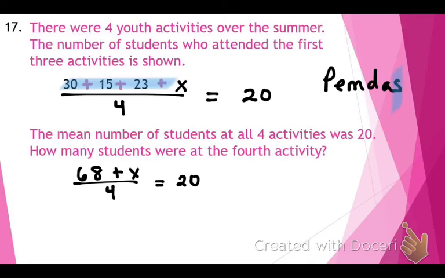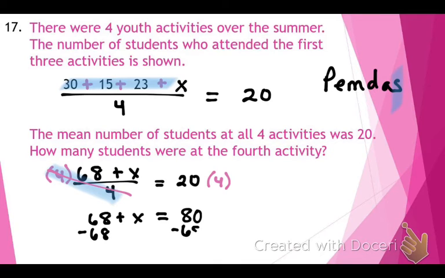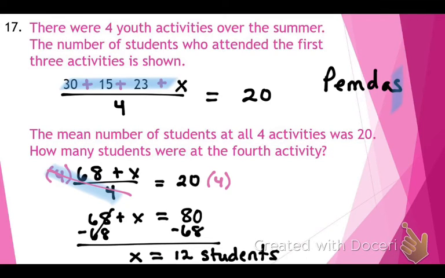Guys, what's the opposite of divide by 4? Multiply by 4. So I'm going to multiply that side by 4, which means I have to multiply that side by 4. What is 4 divided by 4? 1. So this cancels out and it just means 1. So I'm left on the left side with 1 times 68 plus x, which is just 68 plus x. And guys, what's 20 times 4? 80. How do I get x by itself? Subtract 68 on both sides. And when you subtract that, what do you get? X equals 12. 12 what? Students. People or students, I will take either one.